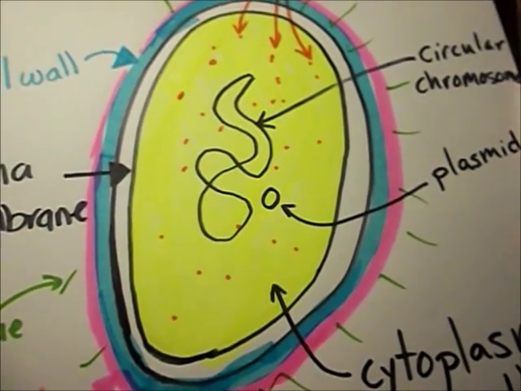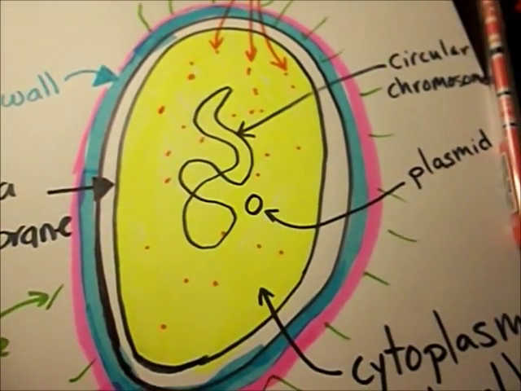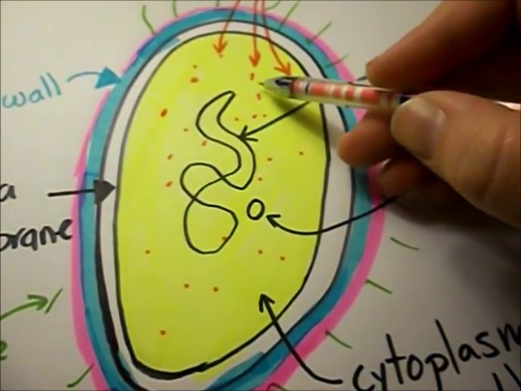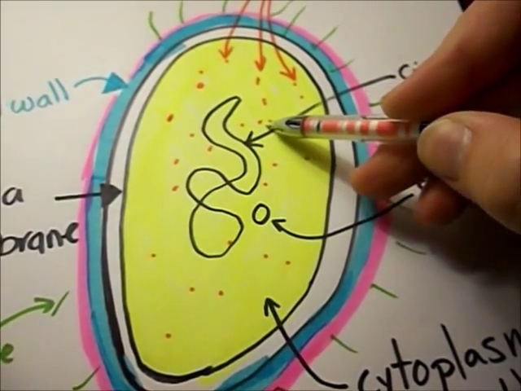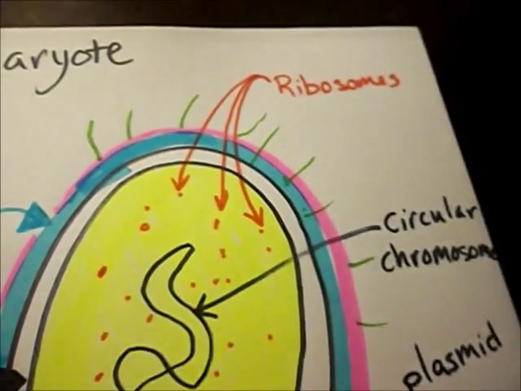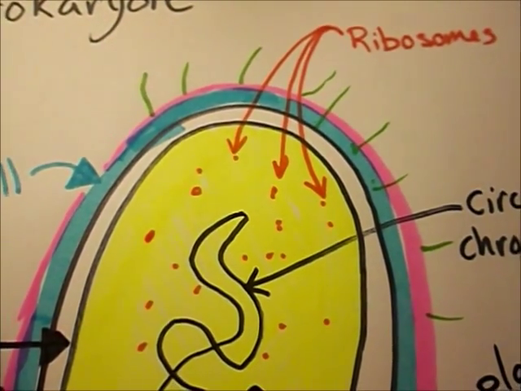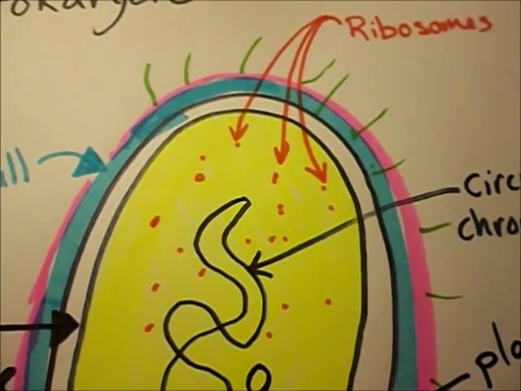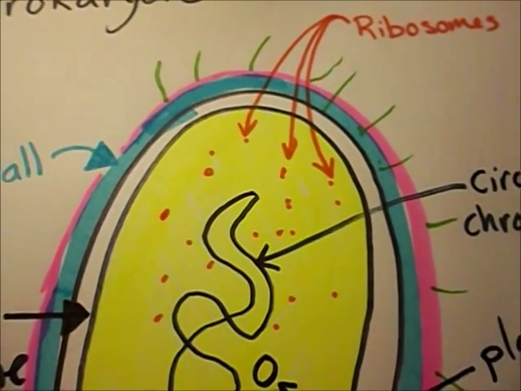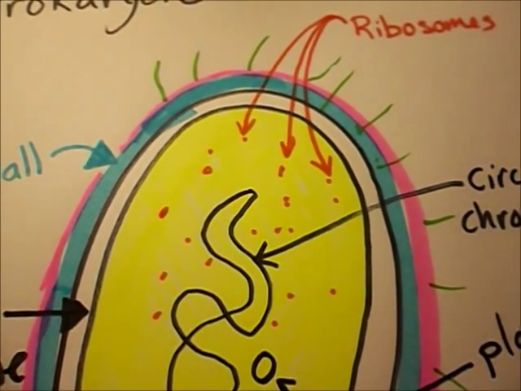You can also see these orange dots scattered throughout. Here, here, here, here, all over the place. And those are ribosomes. Right? We have ribosomes as well. They play a key role in our central dogma of molecular biology. They're the ones that are going to translate RNA into protein.